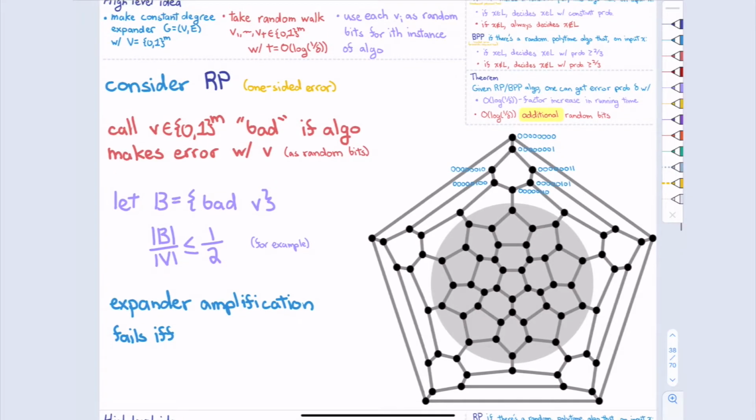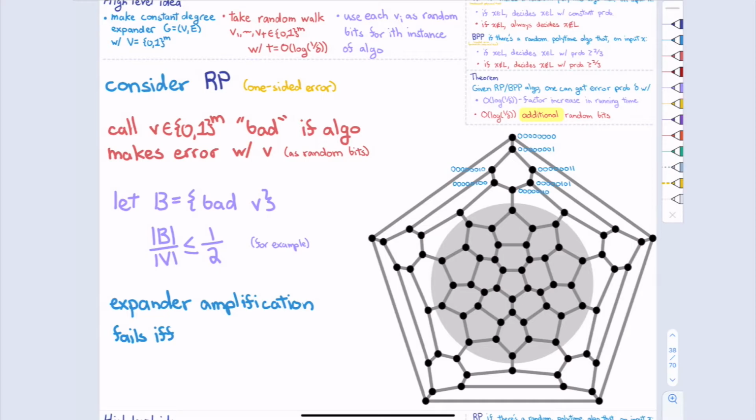Okay, so let's step through what happens in the RP case, randomized polynomial time. There we said we take the OR of a bunch of independent trials, right? So what would happen here? Let's say a vertex is bad if the algorithm makes an error if it uses that vertex. And I'm letting capital B denote the set of all bad vertices. Maybe you can imagine this shaded region in the middle is all the bad vertices. Although that looks like more than 1/2, it's still a constant fraction.